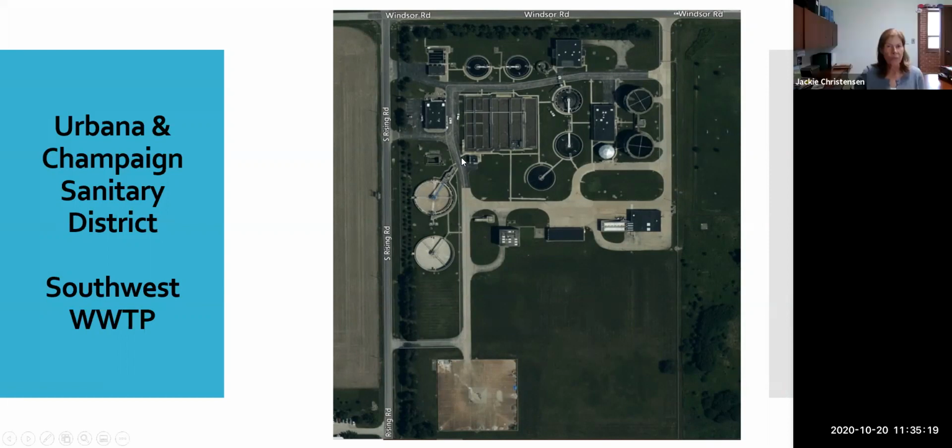All right, thank you. So if you're familiar with Urbana-Champaign Sanitary District, we do have 2 treatment plants. And the smaller plant, which is the Southwest plant, is more advanced on the nutrient removal. So I wanted to concentrate on that because if you start talking 2 plants at once, it can get a little confusing.